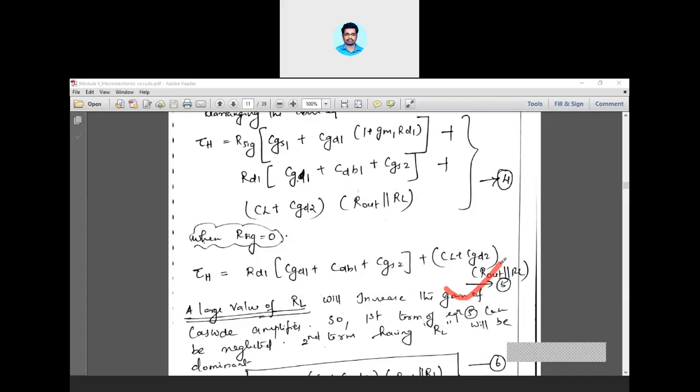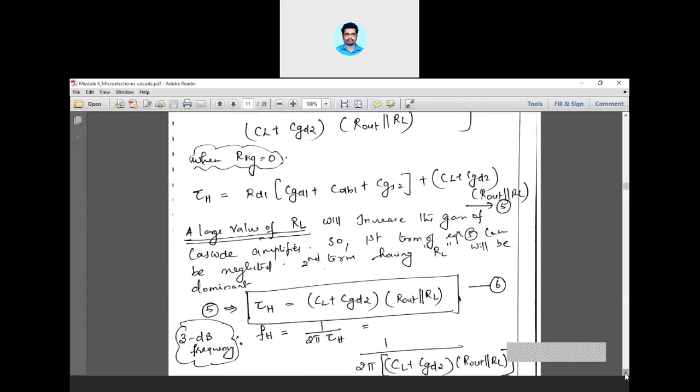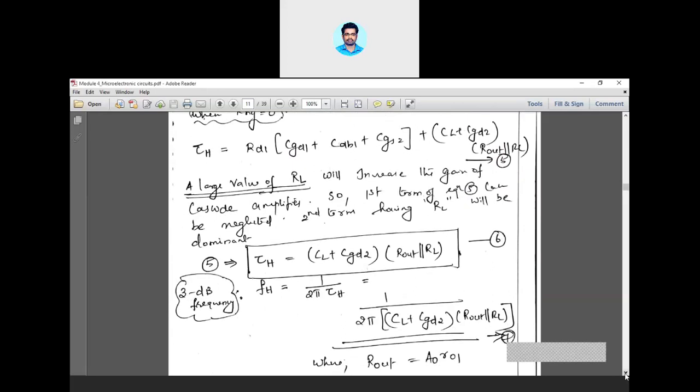So here we are assuming two distinct parameters. One is Rsig equal to 0, meaning you are not connecting any resistance at the input side. Secondly, you are maintaining a very high value of load resistance, which will keep the third term of equation number 5. At the same time, the first term of equation number 5 will vanish because that is comparatively smaller.